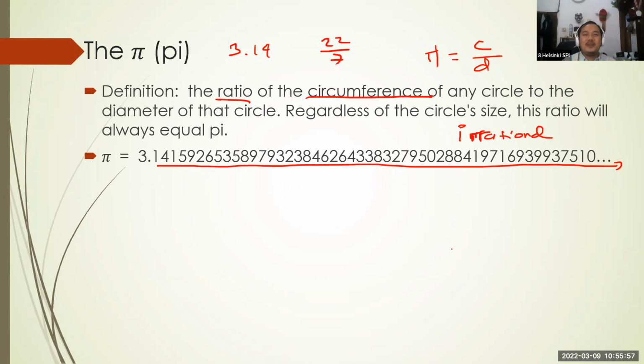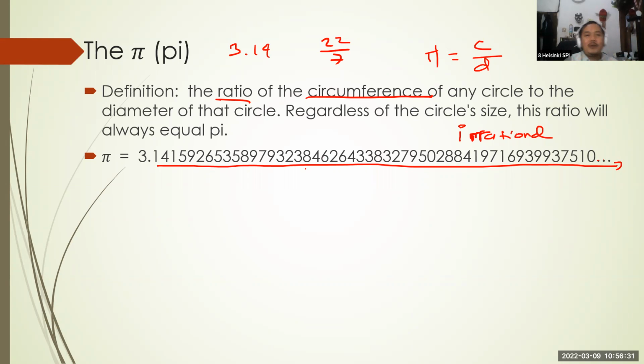So when we talk about types of number, we have rational, we have irrational, we have integers and so on, right? This is what we call one type of irrational number, because you see that the number has a decimal that doesn't end and doesn't have any pattern. If you have a pattern, then it's not irrational, it's rational. But this one doesn't have any pattern, going forever.